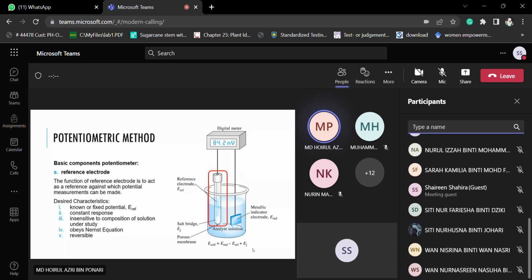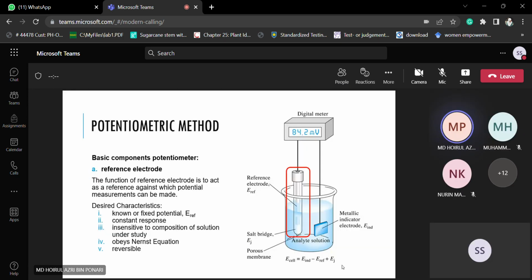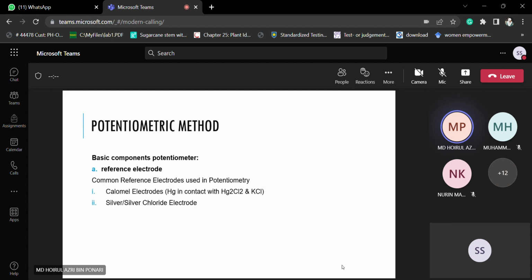Okay, it must be reversible. Okay, why must it be reversible? Because we want to measure the ions in our samples or in the solutions many times. Okay, we cannot use it only once. If it is irreversible, okay, we can only use it once. We cannot use it many times. Okay, so the pH meter that we use in our lab can measure pH many times because the reference electrodes are reversible.